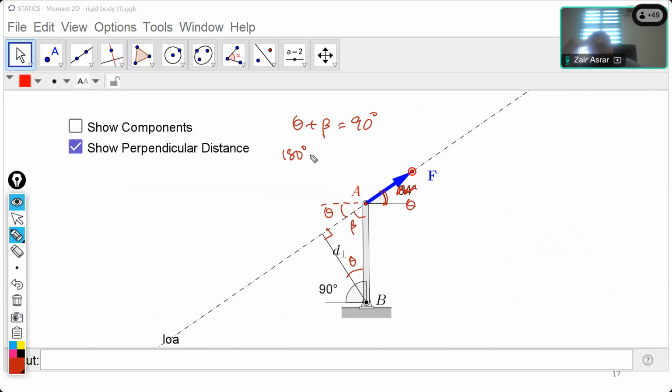So 180 degrees is equal to 90 degrees, this angle here, plus beta and theta. We can rearrange this, bring the 90 degrees to the left-hand side, so we have 90 degrees equals beta plus theta, exactly the same as this equation. So that's how we know this to be equal to theta as well. You need to be able to determine the angle pretty quickly just by looking at the triangle diagram.